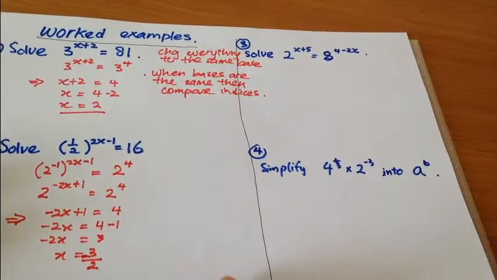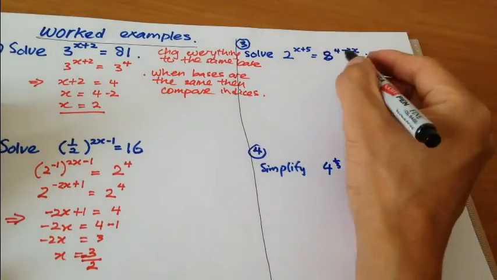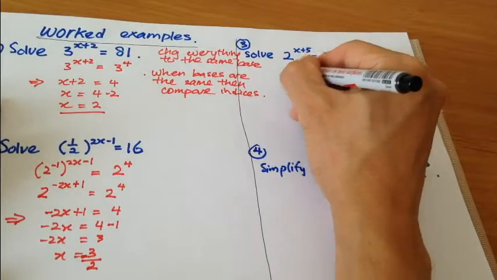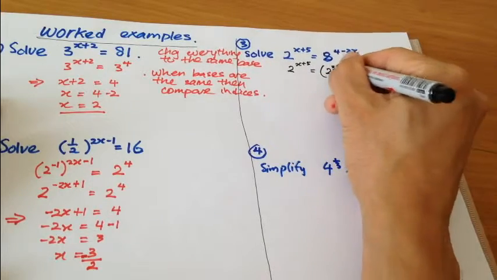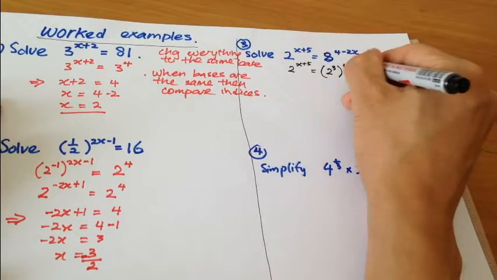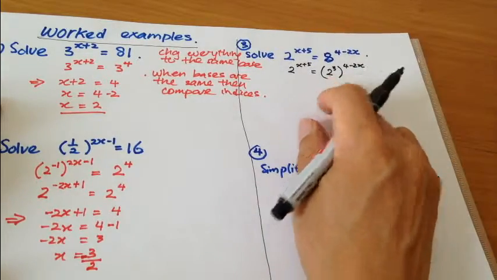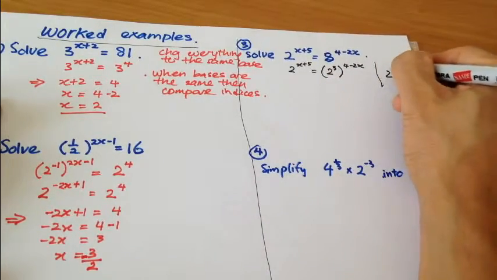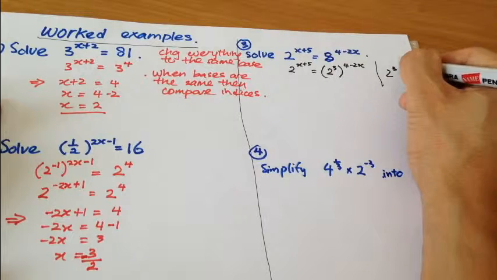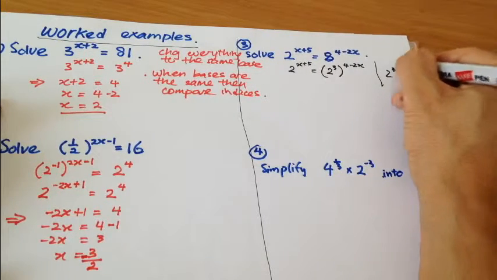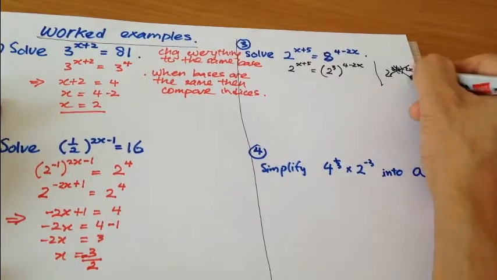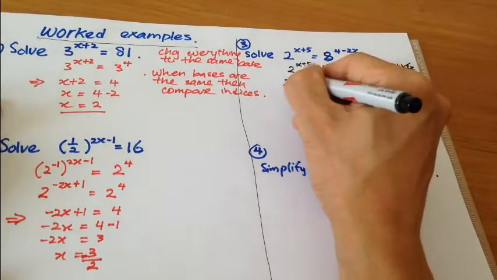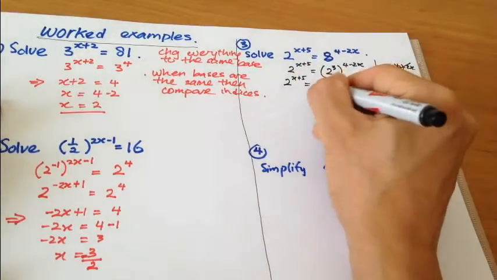Now let's look at question number 3. Question number 3, the strategy will be identical. That is, change everything to the same base. 2 to the power of x plus 5 equal to 2 raised to the power of 3. Make sure that you have the bracket there. If you don't have the bracket, you might be writing something like this, and then you might forget that this is multiplying everything together. So this is incorrect.